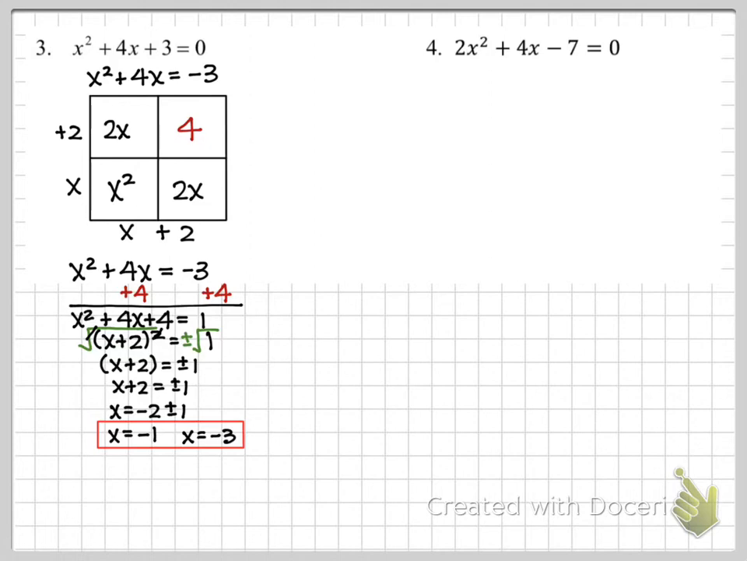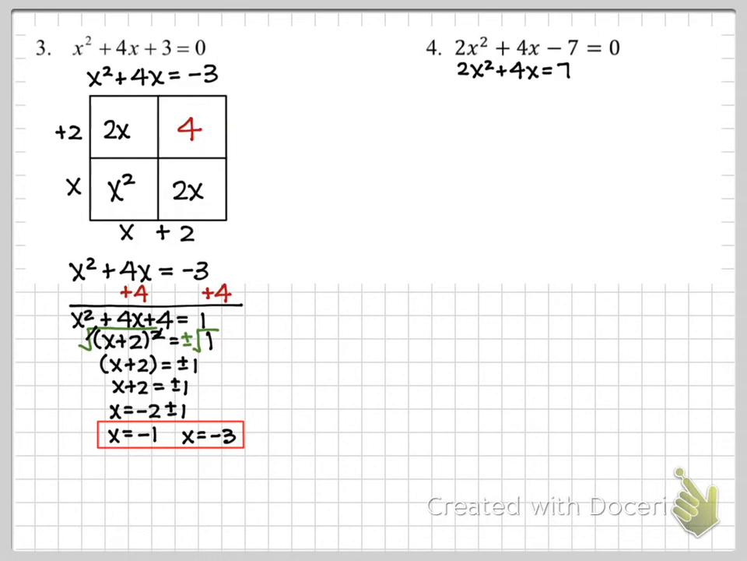Okay, question number 4. We're going to start this the same way, so we're going to move the 7 to the other side for sure. So let's go ahead and rewrite this as 2x squared plus 4x equals 7. Basically, whenever you have a coefficient on your x squared other than 1, even if it's negative 1 or 5 or 7 or negative 2, it doesn't matter, you're going to want them to be just a single x squared.